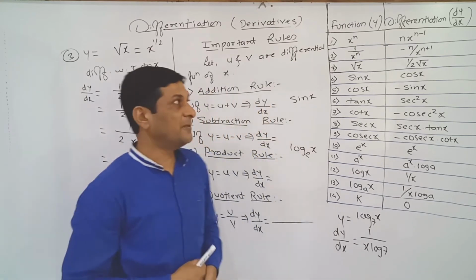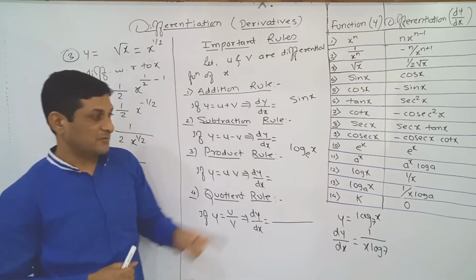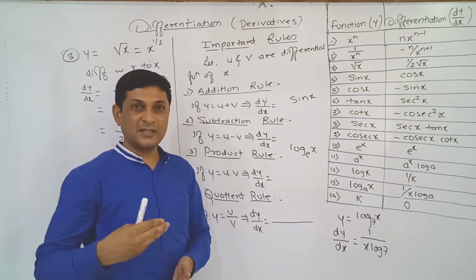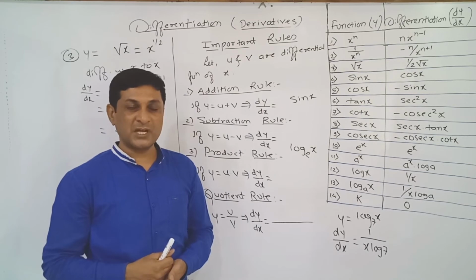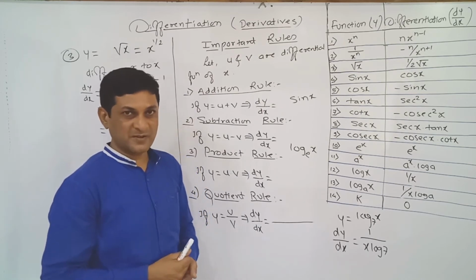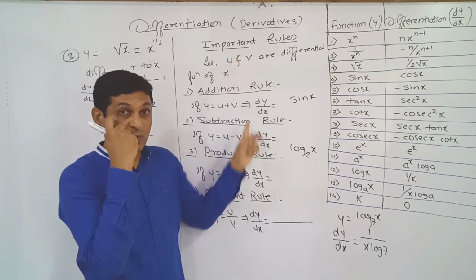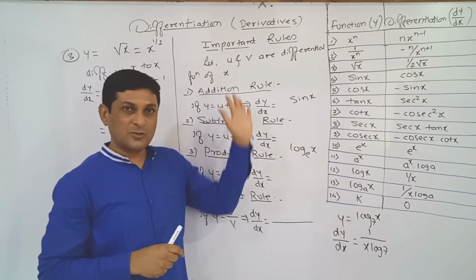Now let us discuss some important rules to find the differentiation. Here 14 important formulas are there. Again in class 12 we are going to find 6 new formulas, which are called derivatives of inverse trigonometric functions. That part we will discuss later on. Now try to understand these 4 important rules. To find the differentiation, standard formulas and rules are very important.